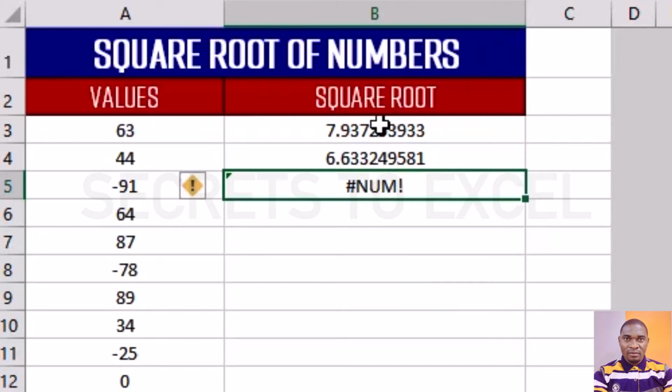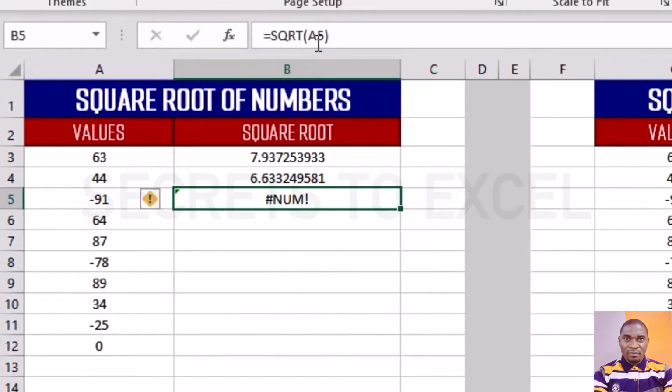This error is simply a square root of cell A5. Now, this is cell A5 minus 91, and it is returning an error for me, a number error. That is to say, the number inputted in this formula, that is the number in cell A5, has a problem. Minus 91, and you are looking for the square root of a number that is negative. Of course, mathematically, this is wrong. I hope you understand. So that is why it returns this number error for us, because we are looking for the square root of minus 91.